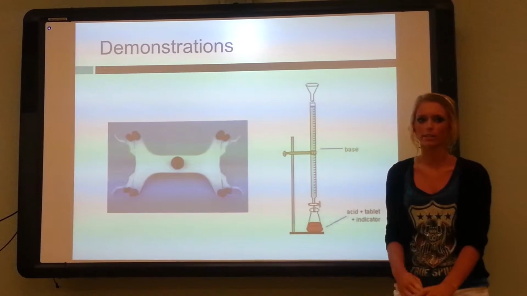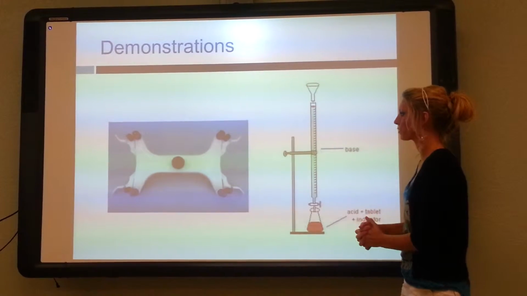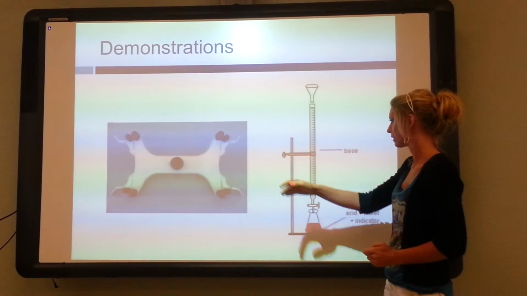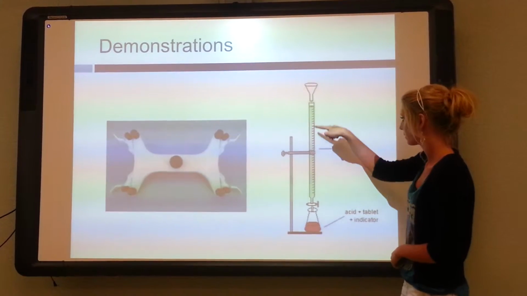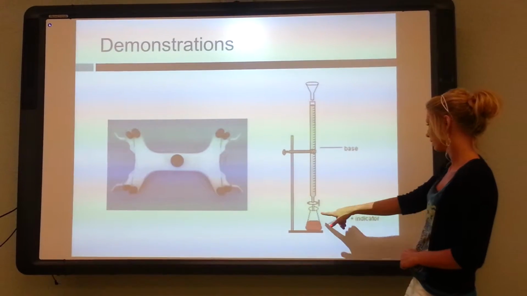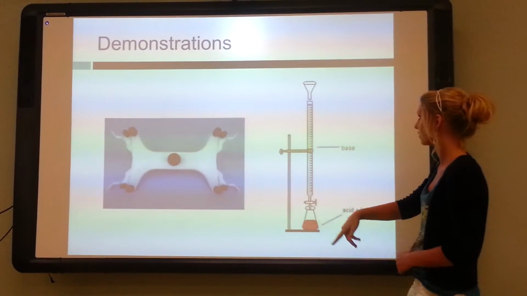Here we just have some demonstrations for you. This is our burette clamp, and this right here is the burette, and we have a ring stand right here, and then we have our little Erlenmeyer flask down here.